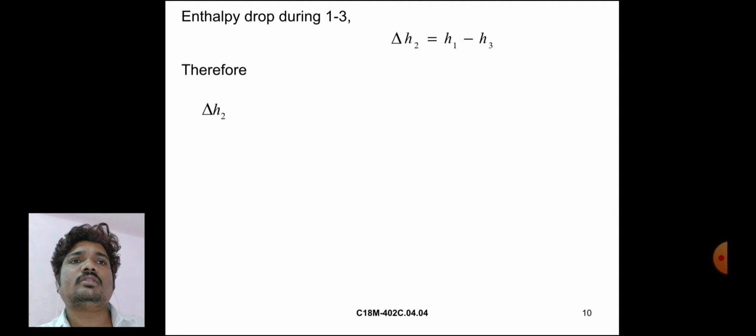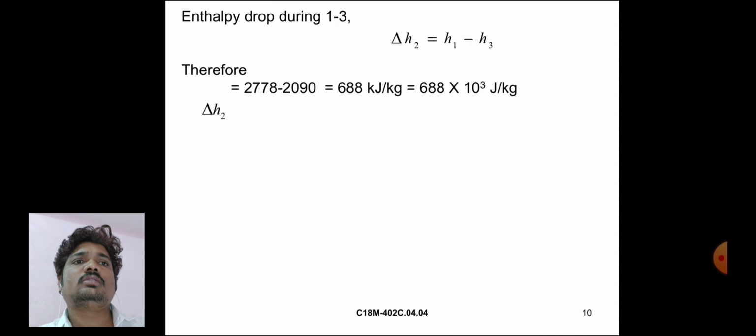Enthalpy drop during 1 to 3: delta H2 is H1 minus H3. Therefore, H1 value 2778 minus H3 value 2090. Delta H2 is 688 kilojoule per kg, which is converted to joule per kg by multiplying by 10 power 3.